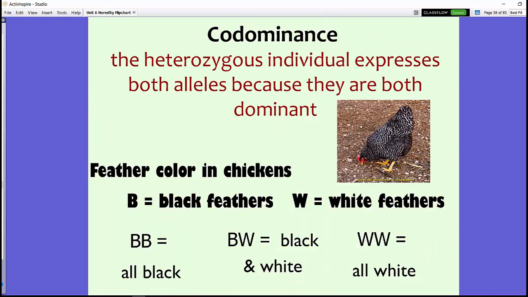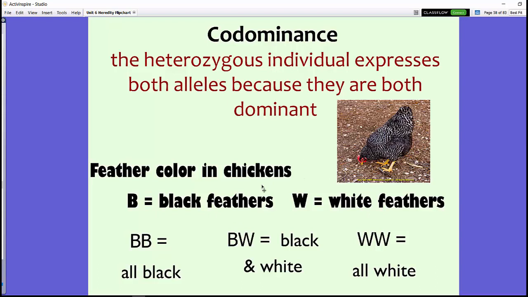Another type of funky little thing that happens is something called codominance. And codominance is where you have a heterozygous individual that expresses both alleles because they are both dominant. So for example, we have feather colors in chickens. We have black feathers and we have white feathers in chickens. So you can have a chicken that might have black feathers. You might have a chicken that has white feathers. Let's say a black feathered chicken mates with a white colored chicken and they have babies.